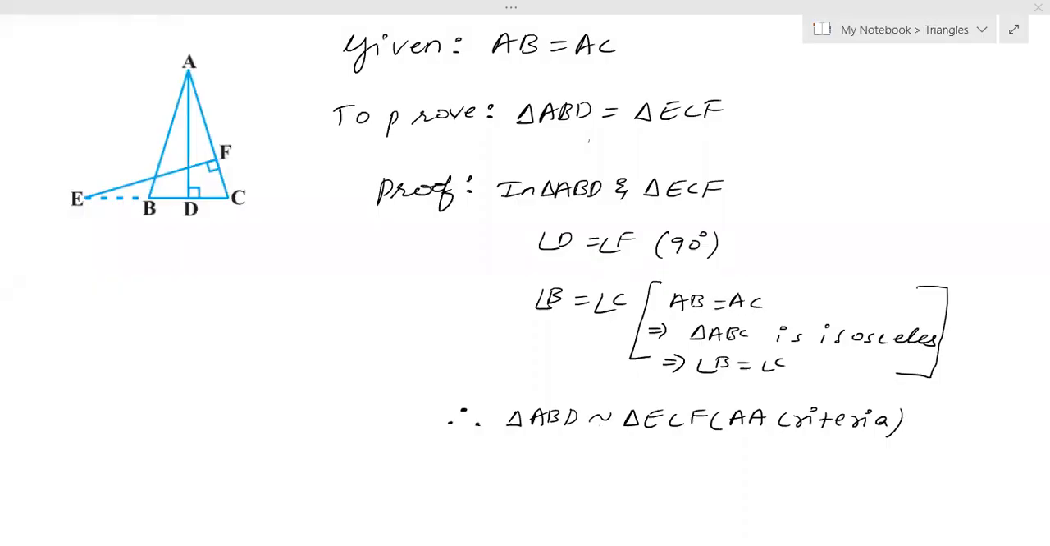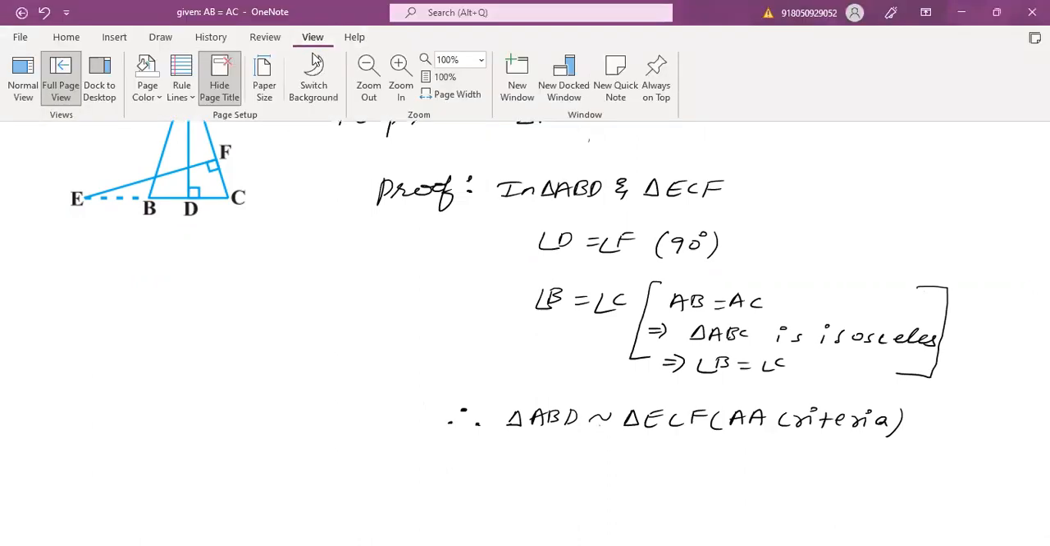So next we're going to start with the 11th one. In the figure, E is a point on the side CB produced of an isosceles triangle ABC, AB equals AC. If AD is perpendicular to BC and AF is perpendicular to EC, we have to prove that triangle ABD is similar to triangle ECF. So that is what we have to prove. We've already taken the figure. So let's first see which is the triangle ABD. Let me shade it in a different color.